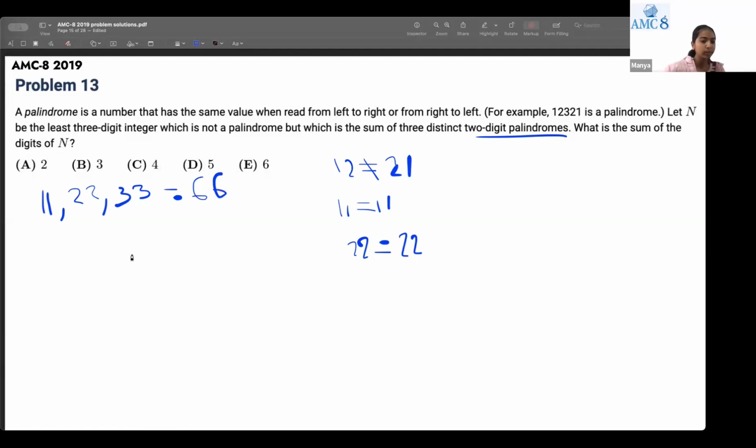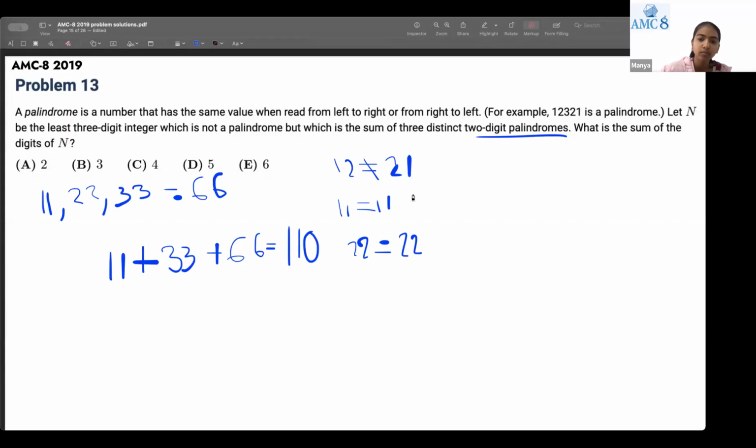And so we'll think of maybe 11 plus 33 plus 66. If we add all these together, 11 plus 33 is equal to 44. 44 plus 66 is equal to 110. And so this is a three-digit number.